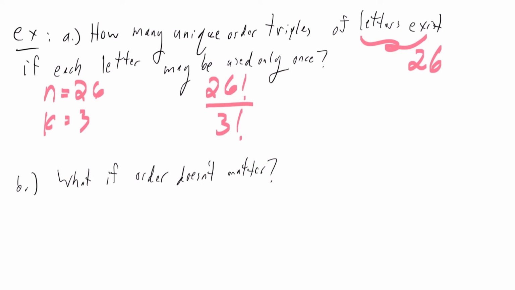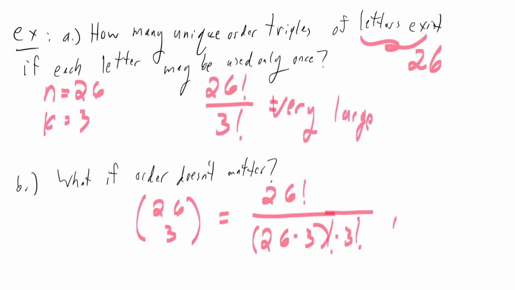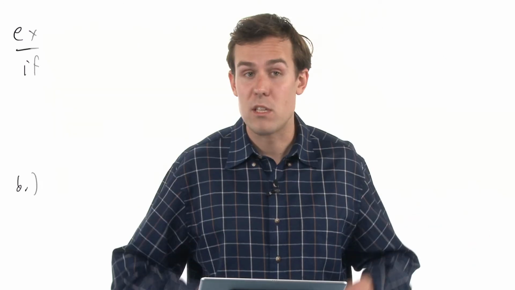What if order doesn't matter? Then this is 26 choose 3. So 26 factorial divided by (26 minus 3) factorial times 3 factorial. So this is very large. This is not as large. Right. So we could, of course, throw these into a calculator, but just to give you some illustration for how to compute with these, we really want to make a distinction between whether order matters or whether order does not matter.